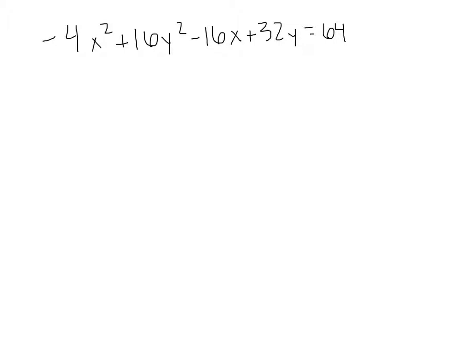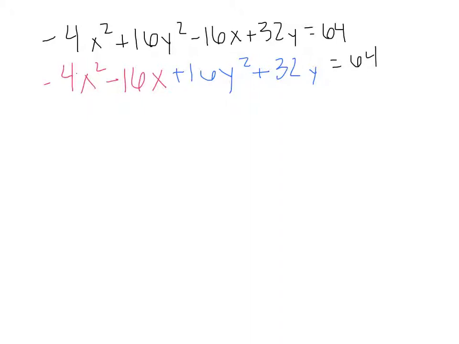We need to gather all of our x terms together and gather all of our y terms together so that we can complete the square. So I'll just start with x this time. We have negative 4x squared minus 16x, and then our y terms are going to be positive 16y squared plus 32y, and then the 64 was already on the right side for us, so we're good.